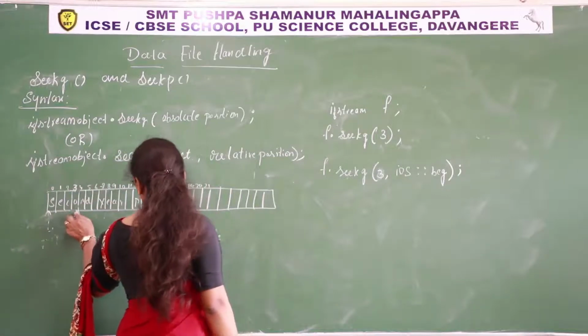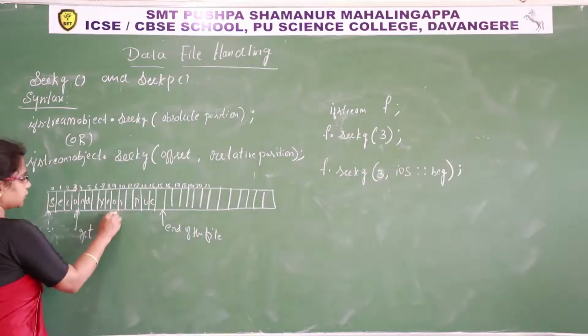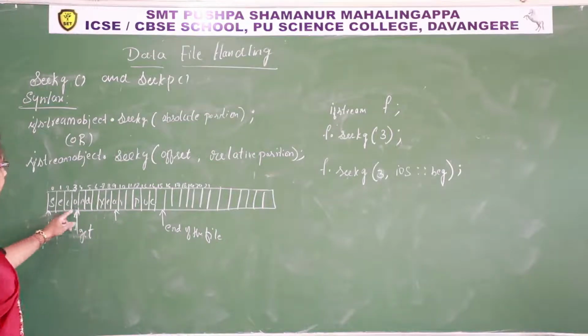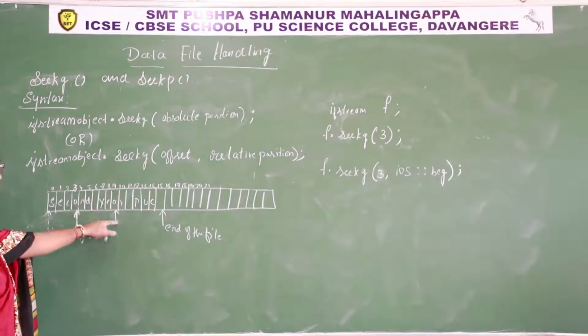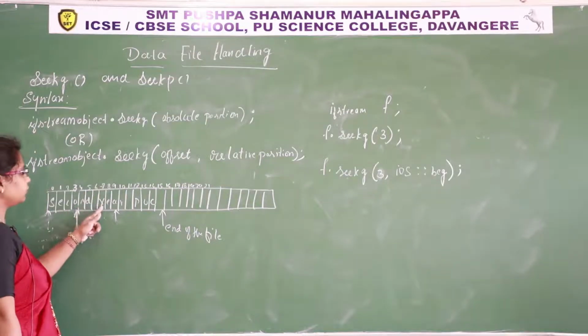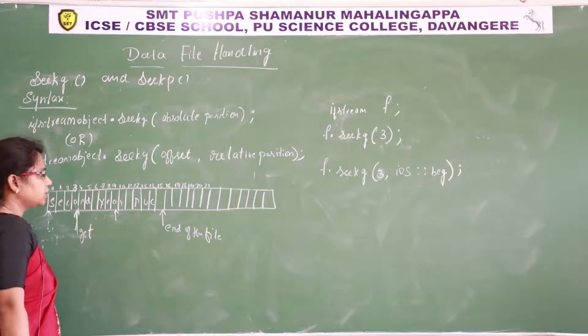From here I want to move to this location 9. Right now it is at the 3rd location. I want to move to the 9th location. So how many bytes? 1 2 3 4 5 6.